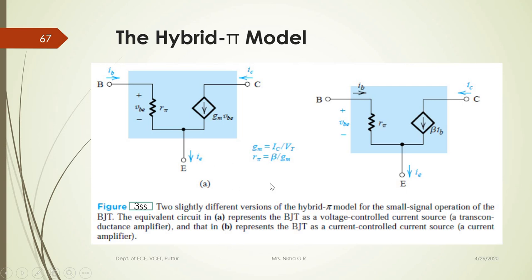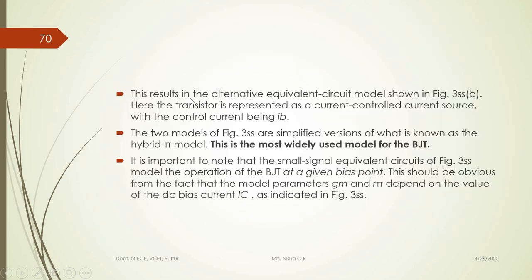And the transconductance and R pi, that is the thing you have to write here. Okay, so this is what we can write in the hybrid pi model. I hope it is understood. Okay, so the next is the second figure, the current controlled current source, which is an alternative circuit.